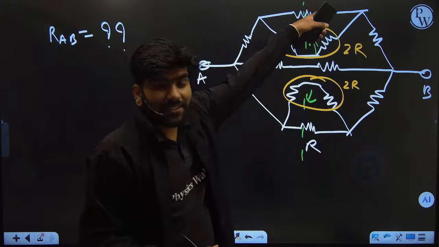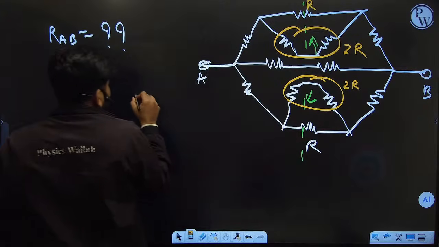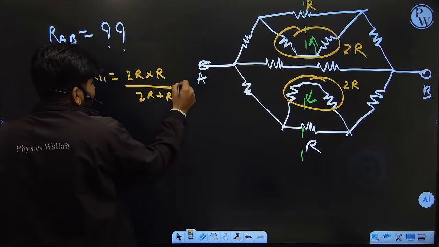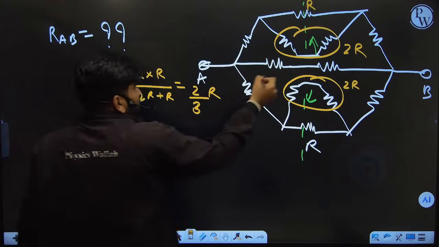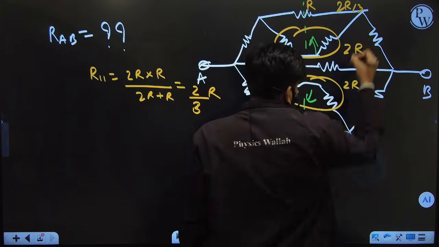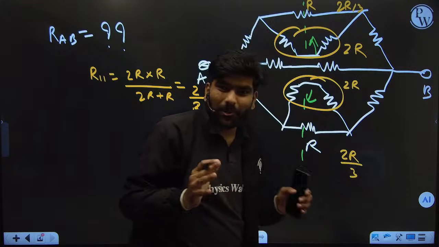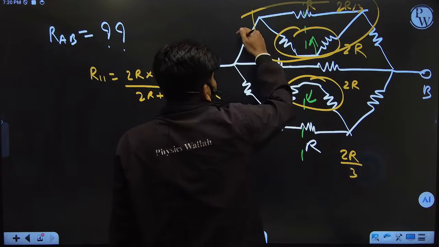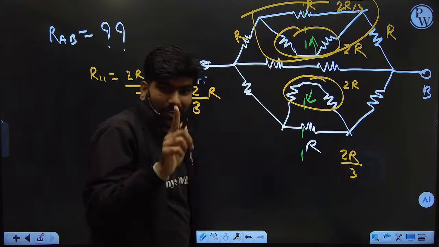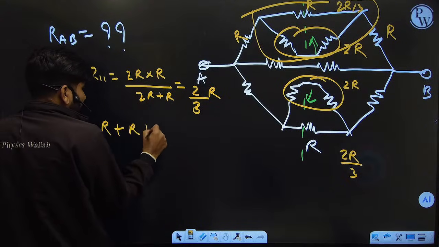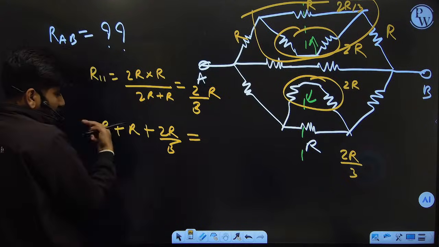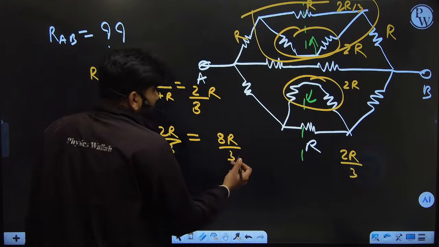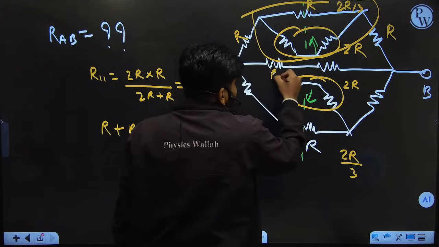Now 2R and R are in parallel here. So their parallel will be 2R into R by 2R plus R, which is 2R by 3. So this whole upper part is 2R by 3, and this whole lower part will be 2R by 3 also due to symmetry. Now this 2R by 3 and this R and this R are in series. So their equivalent is going to be R plus R plus 2R by 3. If we take LCM, 6 plus 2, 8R by 3. So this is 8R by 3, this is 8R by 3, and this is R plus R, 2R.